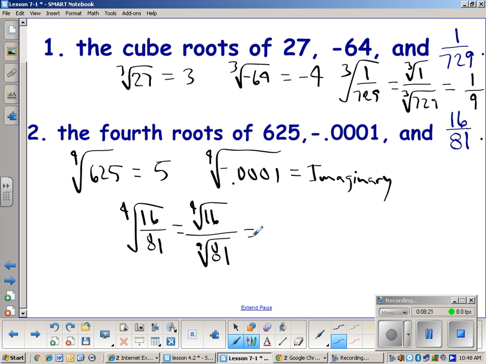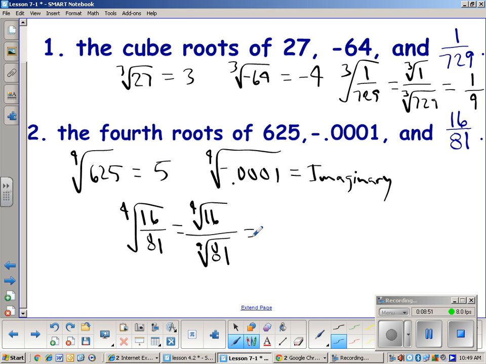Times itself, times itself, times itself, times itself is 16. What times itself, times itself, times itself, times itself is 16? 4. Okay, let's try it. What's 4 times 4? 16. Times 4? 64. Times 4? 256. So it's not, see how big it got fast? So it's got to be a smaller number, right?